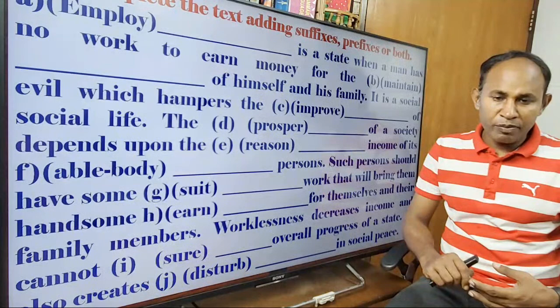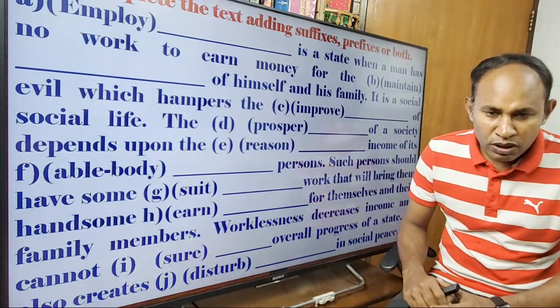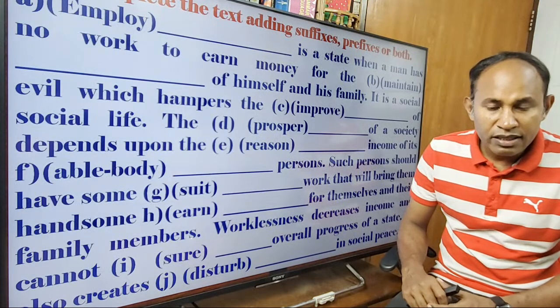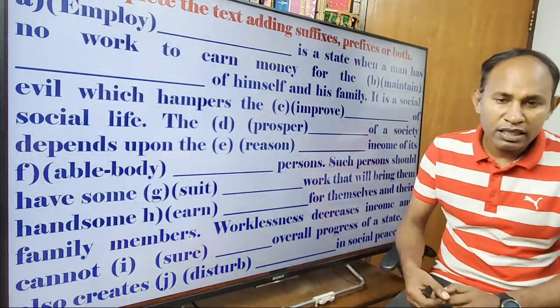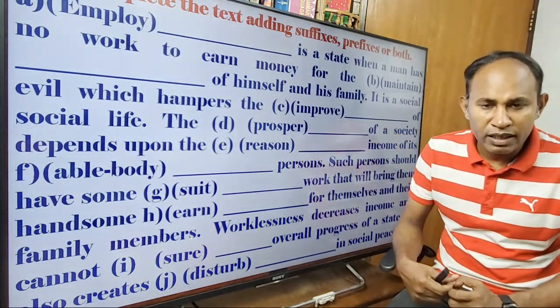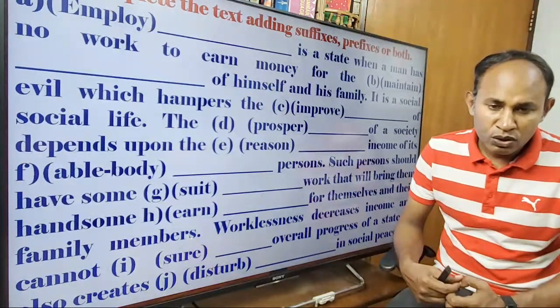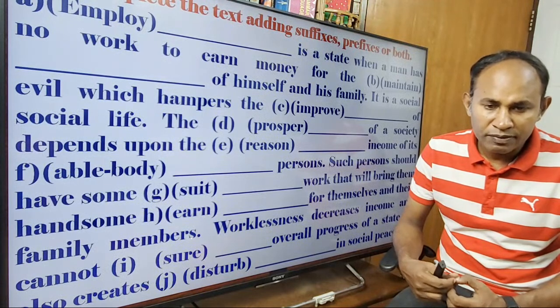Of course, your answer unemployment is the right answer, but I'm sorry, only he, your answer is correct. But other answers I will not take as correct answer. Why? Because this is the first word of the sentence, as you know, and you will have to write the first word of a sentence in a capital letter. So those who have written in small letter, I'm sorry, their answer is not correct.